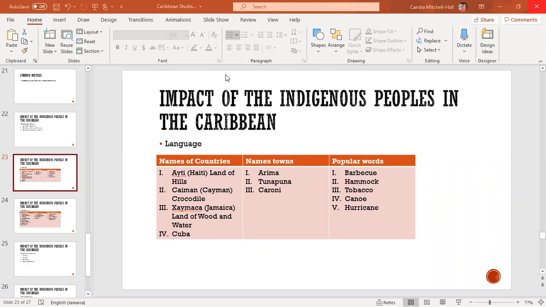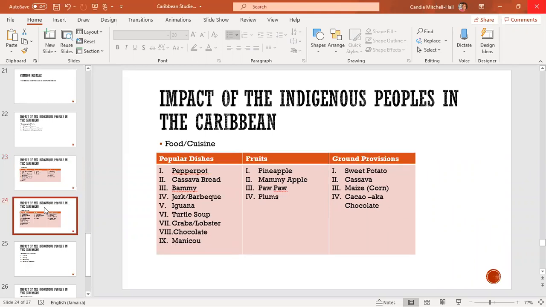So every time you ask for barbecue chicken, or ask for barbecue, you know that's an indigenous word that you're actually using. A lot of people don't know that today, right? But that's the fact. Another thing is that the indigenous people influenced our food and our cuisine in the Caribbean.